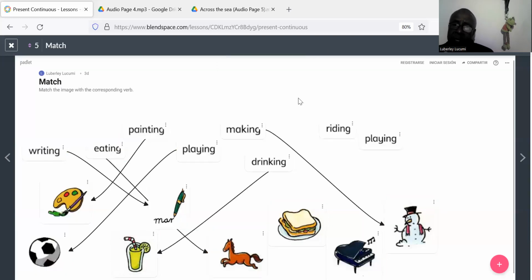Again, group number 1. Riding. What is the object for riding? Horse. Yes, that's right. Horse. Okay. Just a minute because I have a little mistake.